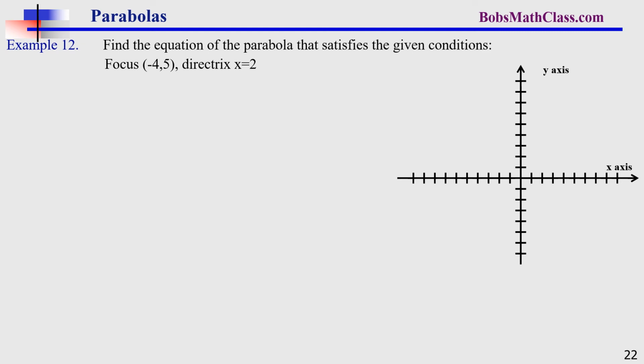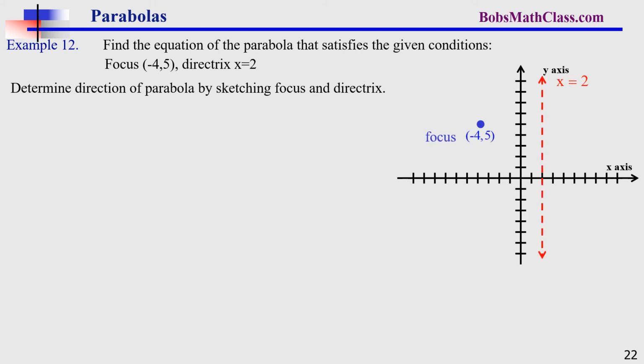Focus is at (negative 4, 5), and the directrix is at x equals 2. Okay, so there's our focus, (negative 4, 5). Our directrix is x equals 2. Which way does this parabola open? It has to open to the left, right? So we're going to use the formula with the y that's squared. If it opens left or right, use the y squared formula. If it opens up or down, use the x squared formula.